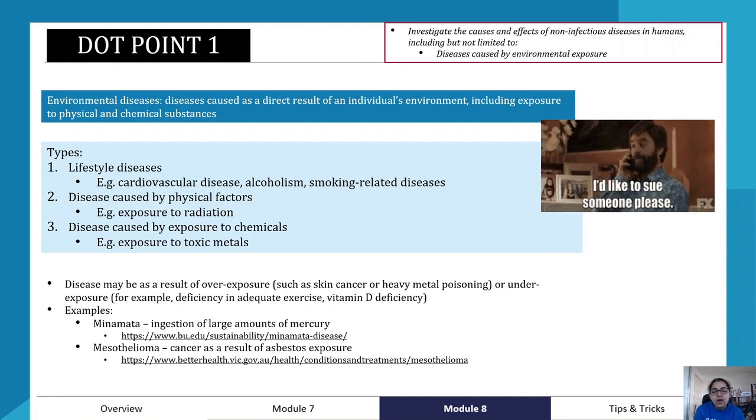So examples of such diseases include Minamata, which is the ingestion of large amounts of mercury, and there's a link there in the slide so you can use to get some more information, and mesothelioma, so that is cancer as a result of asbestos exposure as well.